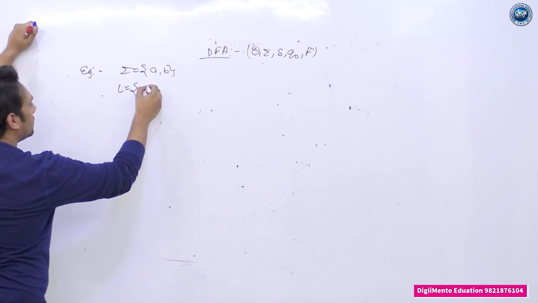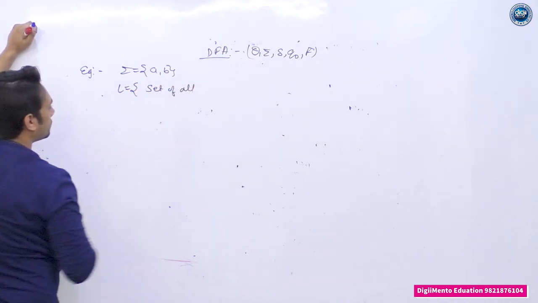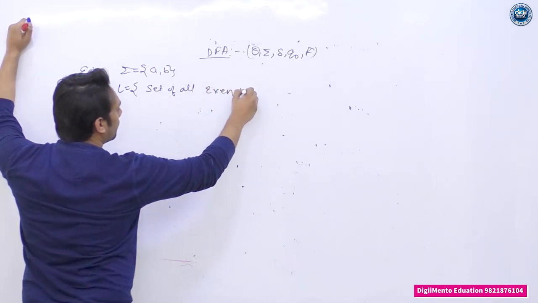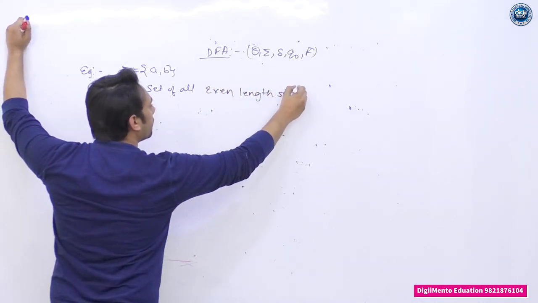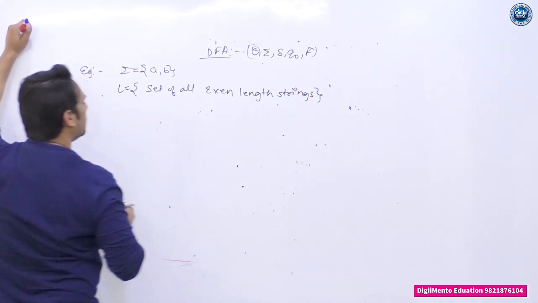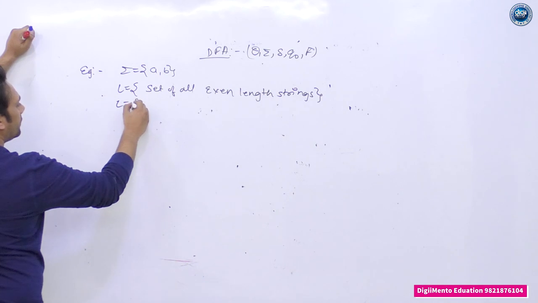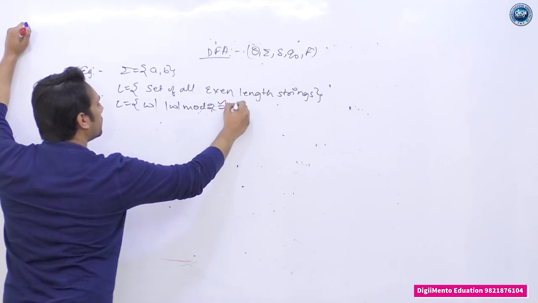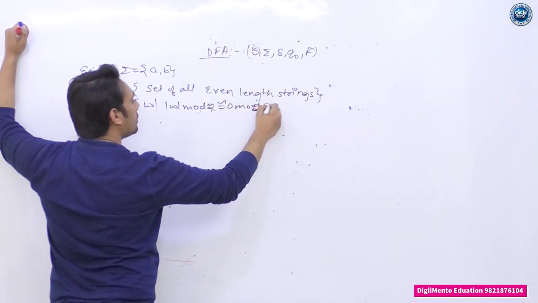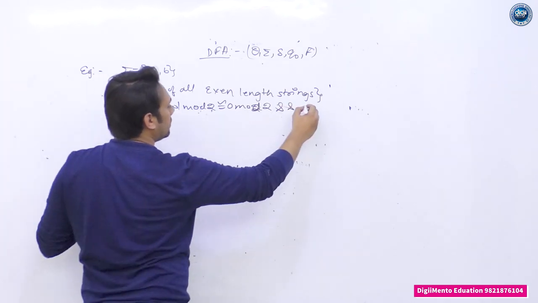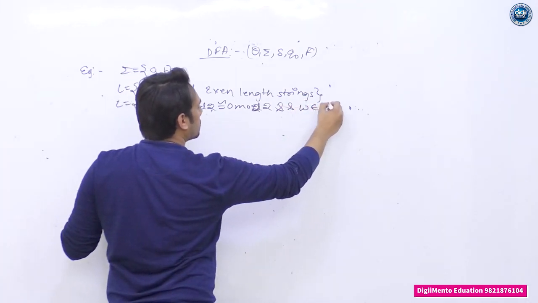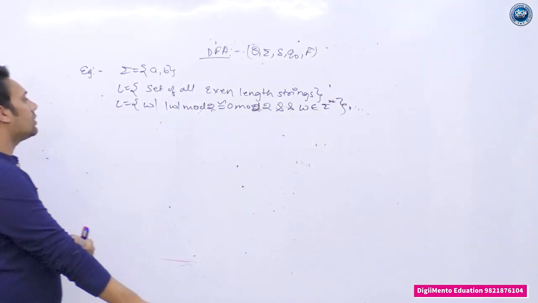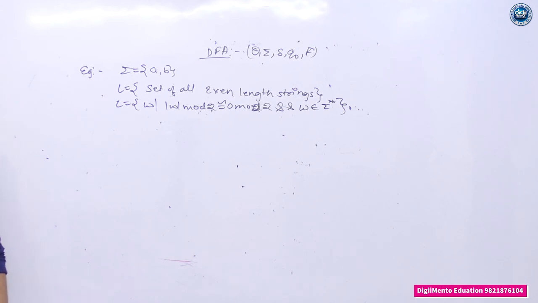The language is the set of all even length strings over the alphabet {a, b}, or you can say the language can also be represented like this: w such that length of w mod 2 is congruent to 0 mod 2, and at the same time w belongs to summation star. So this is how you can represent this language. There are two ways of representing this language. First is your descriptive form, second one is your set builder form.